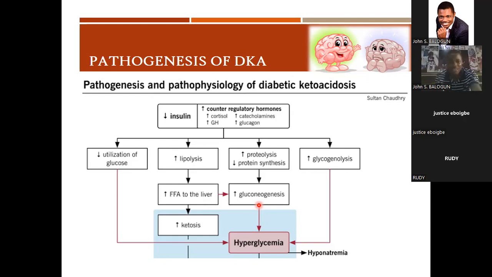So look at another process, what we call increased glycogenolysis. Increased glycogenolysis, meaning that the glucose that has been stored in the liver has to be broken down also back to glucose so that glucose can be mobilized into the plasma. So all of this will result in hyperglycemia.